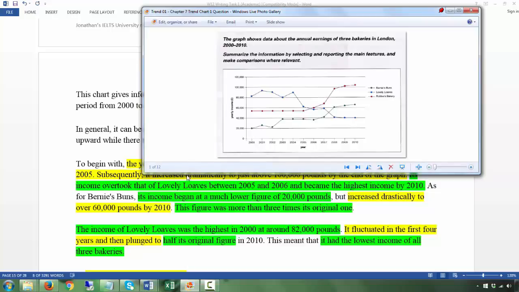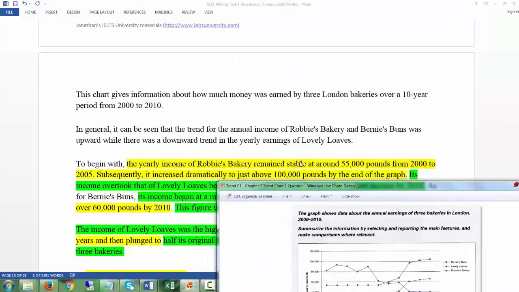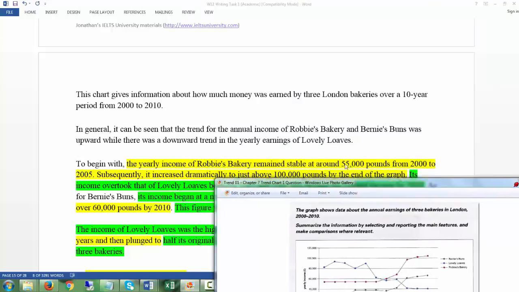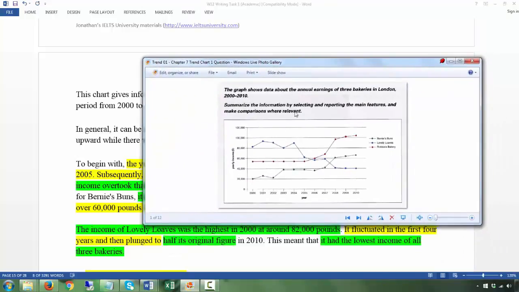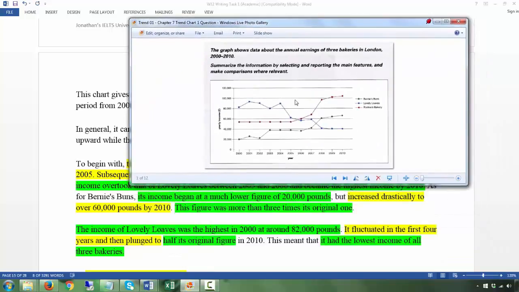Because here you said to begin with, the yearly income began at 55,000, right? Then you say much lower. What does that mean? It's comparing and saying, oh, not just lower, but much lower. It's again comparing: much lower than what? Much lower than the beginning of Robbie's Bakery. Again, do you see that's a comparison phrase?